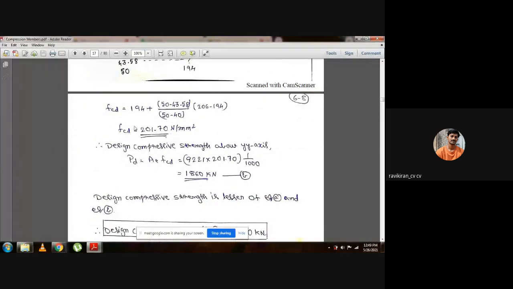So once we have the FCD value, what is the design compressive strength? PD is equal to area into FCD. Effective area remains the same, what we noted down from the steel table, that is 9221, multiplied by FCD, 201.7, multiplied by 1 divided by 1000, will give us 1860 kilonewton for buckling class B.